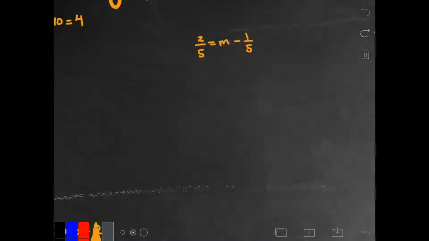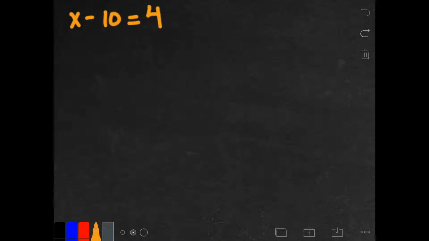So we're going to go through a few examples here. My first one, x minus 10 equals 4. Now in order to solve an equation, the goal is to isolate the variable. In this case, it's x. So I need to get rid of this minus 10. Now in order to get rid of that minus 10, we need to use inverse operations.